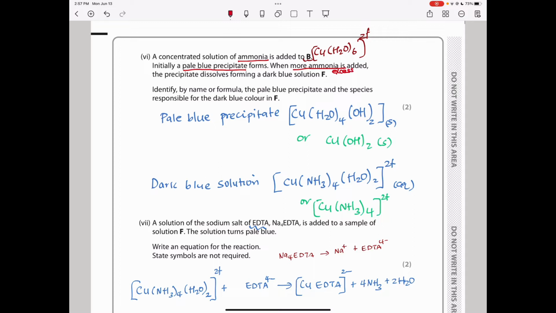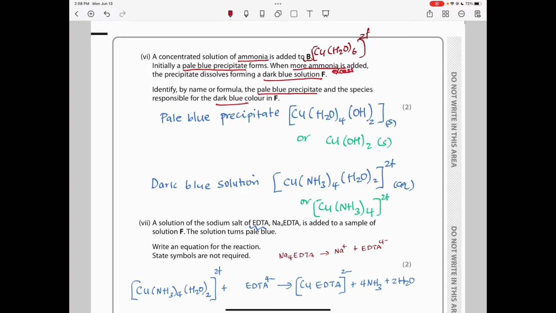And you know when copper reacts with ammonia in excess, it forms a deep blue solution. So they say the precipitate dissolves, forming a dark blue solution. This is again a giveaway. It means the deprotonation reaction has now become a ligand substitution reaction. So identify by name or formula the pale blue precipitate and the species responsible for the dark blue solution.